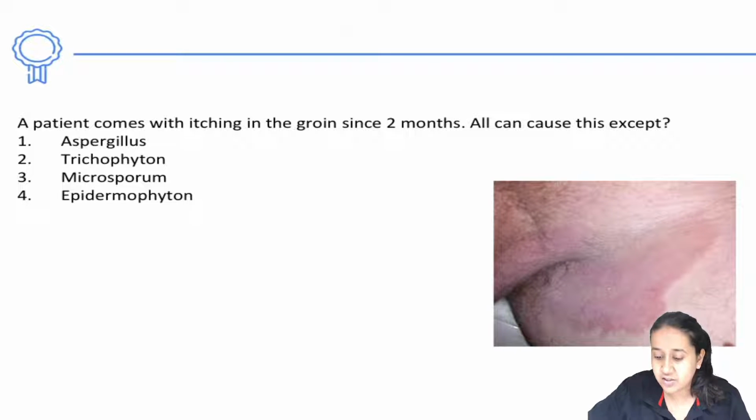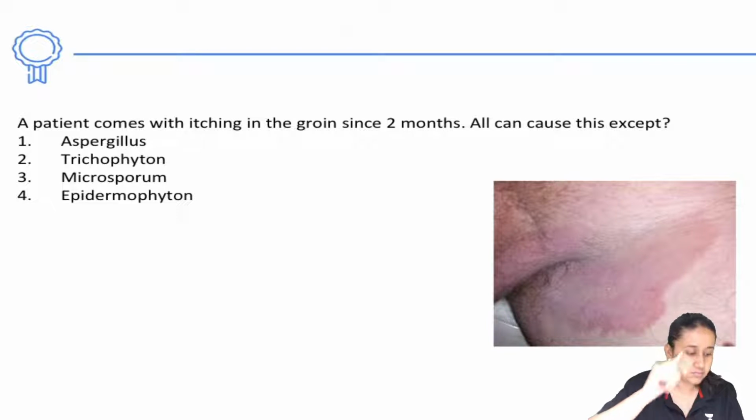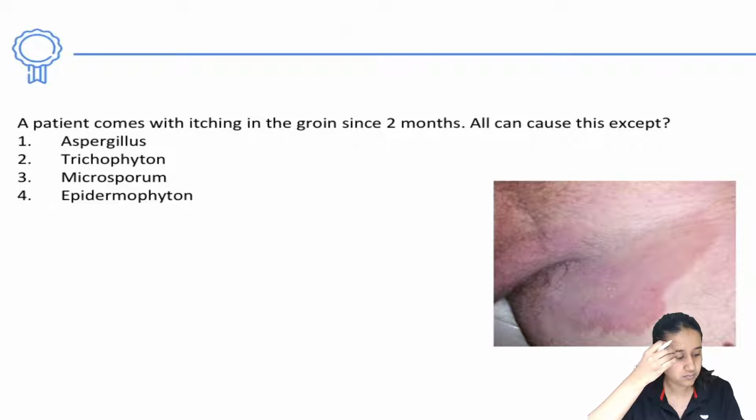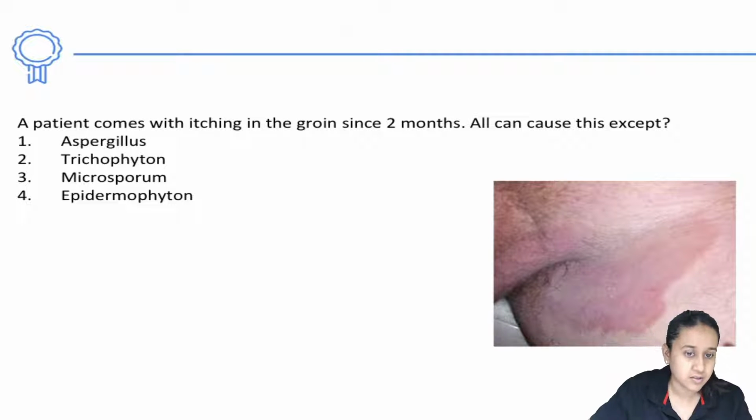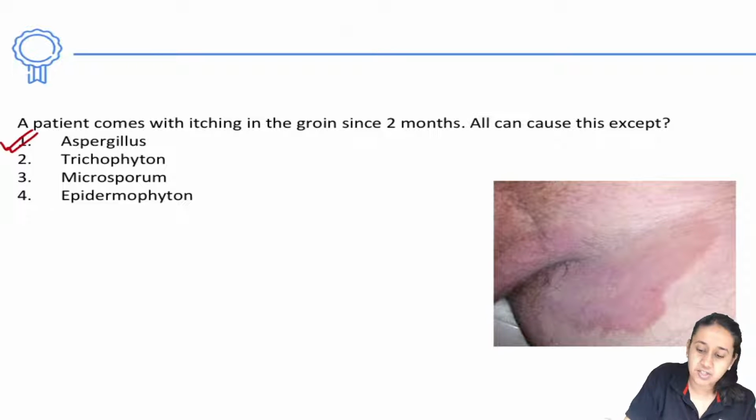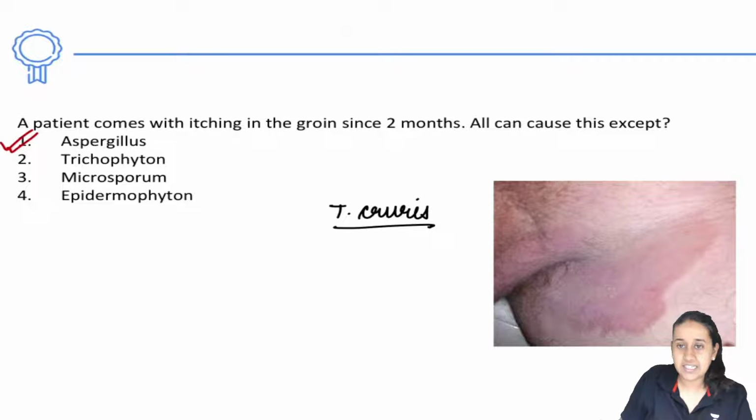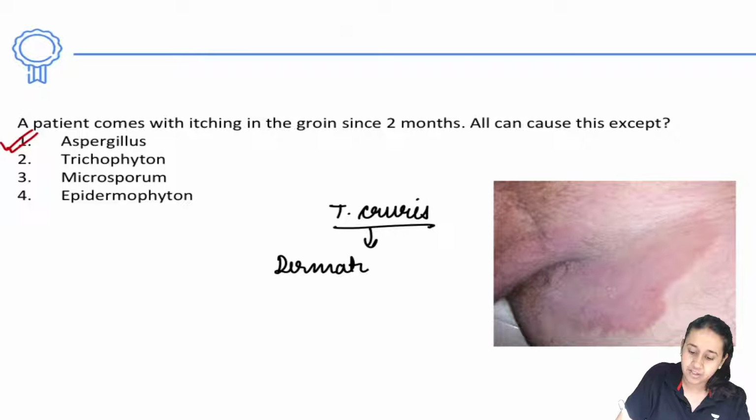Patient comes with itching in the groin since 2 weeks. All of the following can cause it except. All can cause this except. What is the correct answer here? Very nice. Please remember, aspergillus. This is a very classical example of Tinea cruris, and please remember, Tinea cruris is a dermatophytic infection.